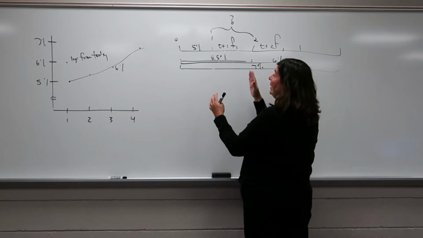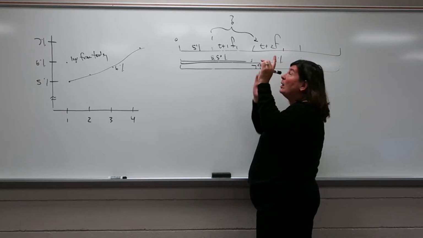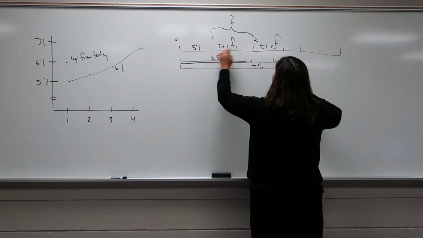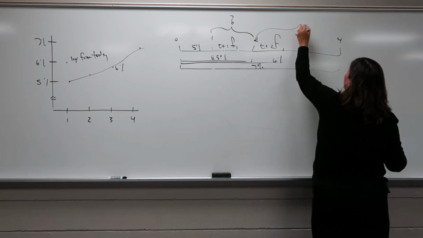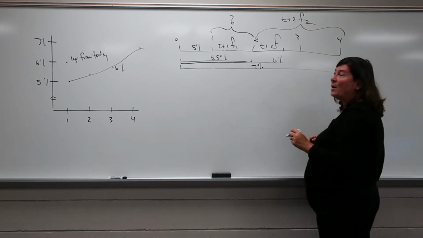So let's think about it. We're going to buy a 2-year bond that we are going to wait 2 years to buy. So we're going to go out 2 years and then buy this, right? So 0, 1, 2, 3, 4. Here's what we're trying to find: T plus 2F2, right? That's what we're looking for.